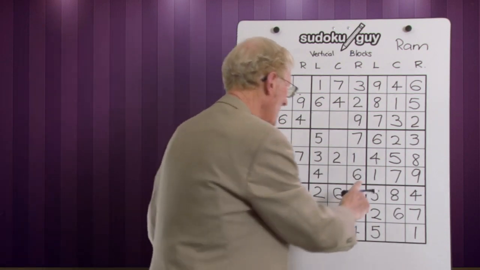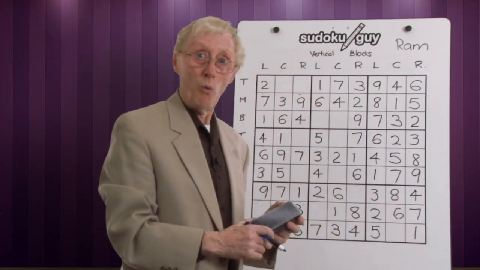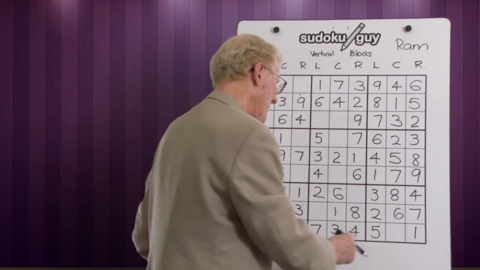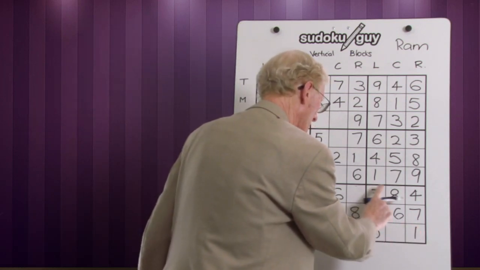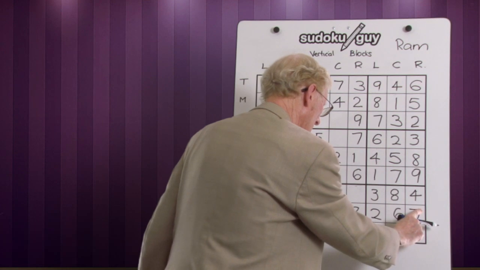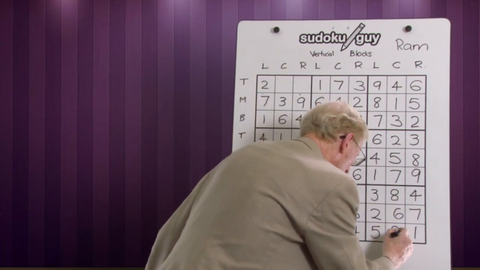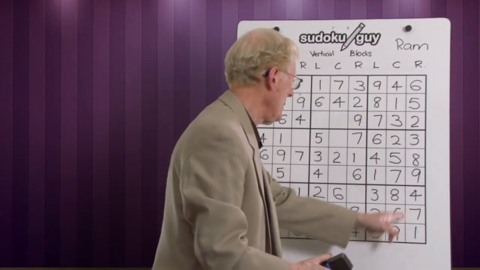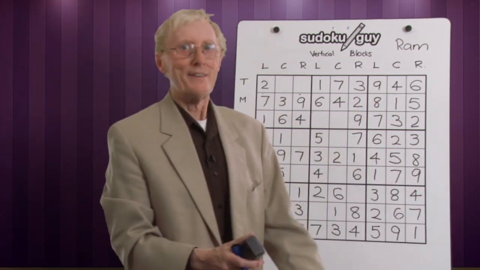Now I look at this block here. I notice that there's only 1 cell left. Let's count up, find out what it is. 1, 2, 3, 4, 5, 6, 7, 8. It's a 9. Now to check ourselves, we have a center, a right, and a left. We've done it right.